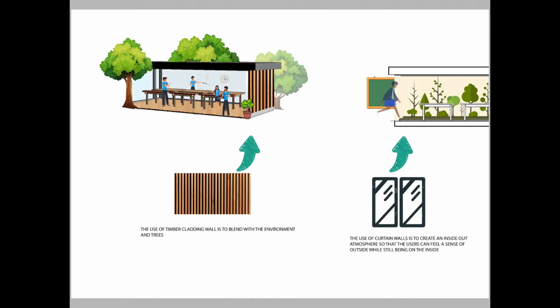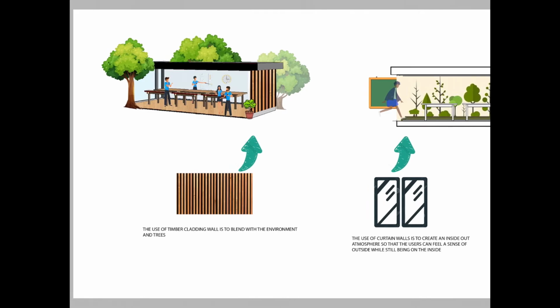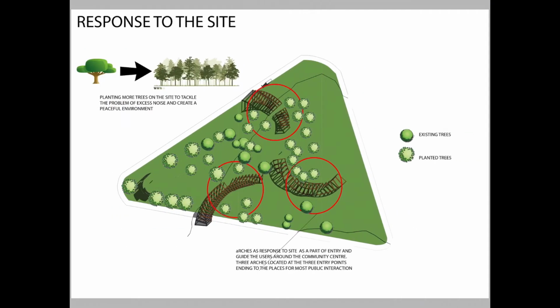And the materials that I've used are the timber cladding and the curtain glass panels. The timber cladding so that it can blend with the environment. And I've chosen the curtain wall because the curtain wall has a transparent nature and creates an inside out atmosphere, where the user can feel the outside space even being on the inside.